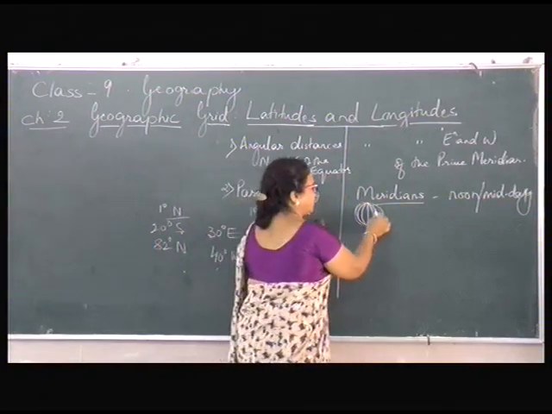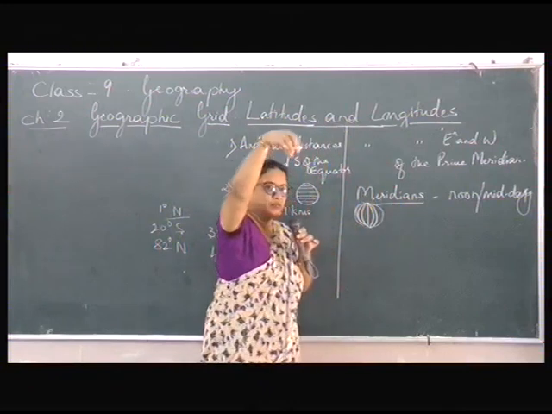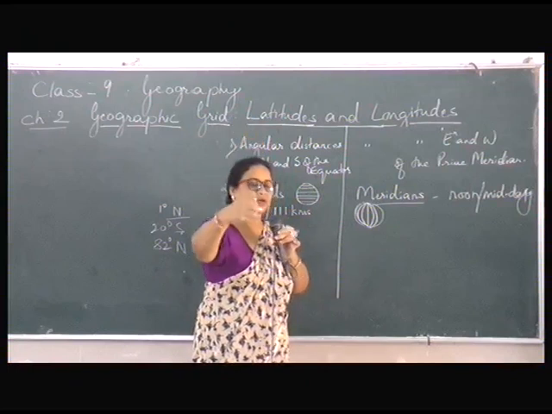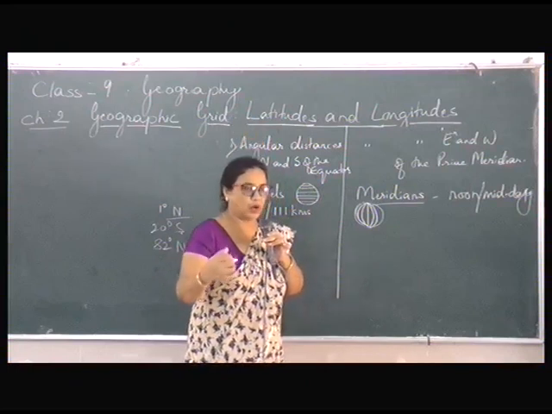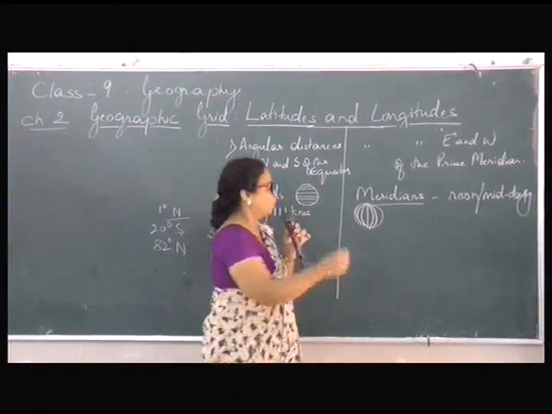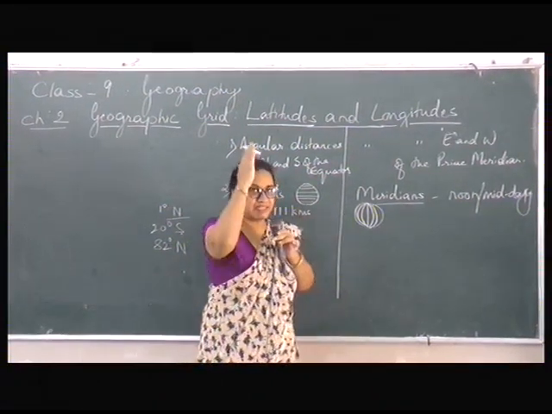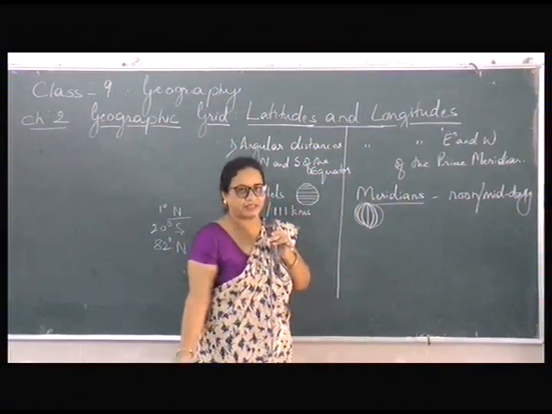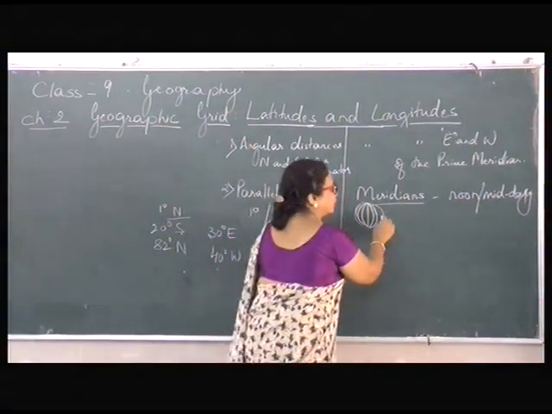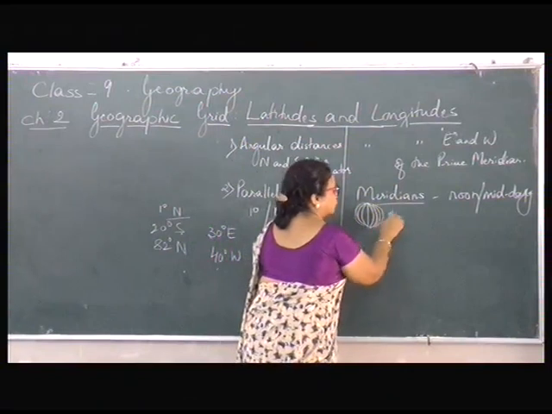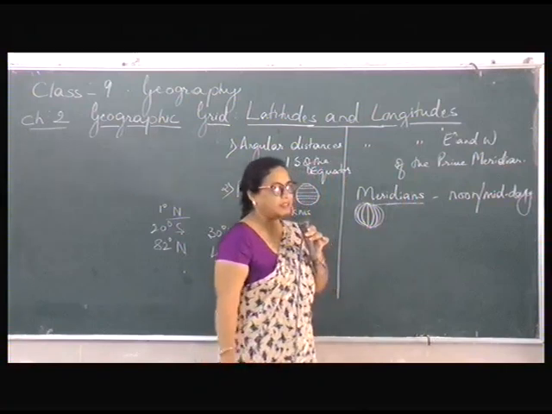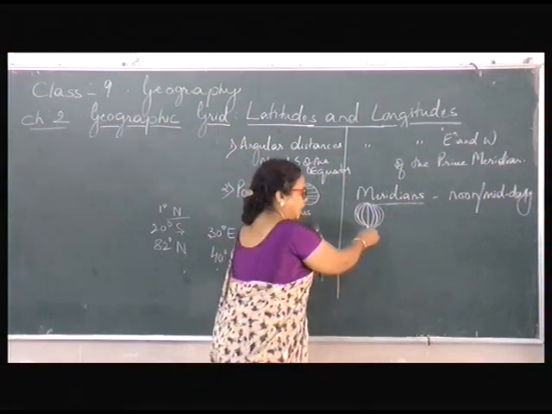Now the sun moves over these meridians, and at exact 12 o'clock daytime or midday, the sun will be vertically overhead one meridian. Means at 90 degrees, right on top of our heads. From the position of the sun only we come to know the timing. Clear? So because of that, they are known as meridians. They help in time calculation. See how they look.